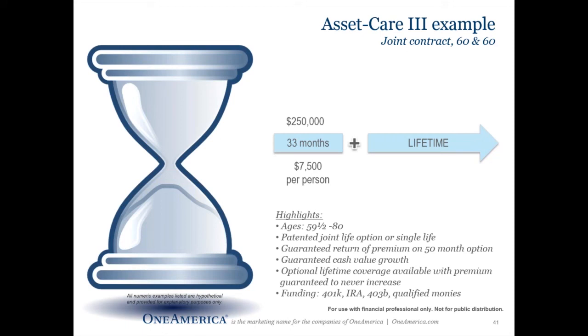Asset Care Number 3 is actually two policies packaged together. It's an IRA, which is represented at the top of this hourglass, and a 20-pay life-based long-term care policy, which is represented as the bottom of this hourglass. So let's walk through how this package design, two products working together, uses qualified assets to fund this concept.